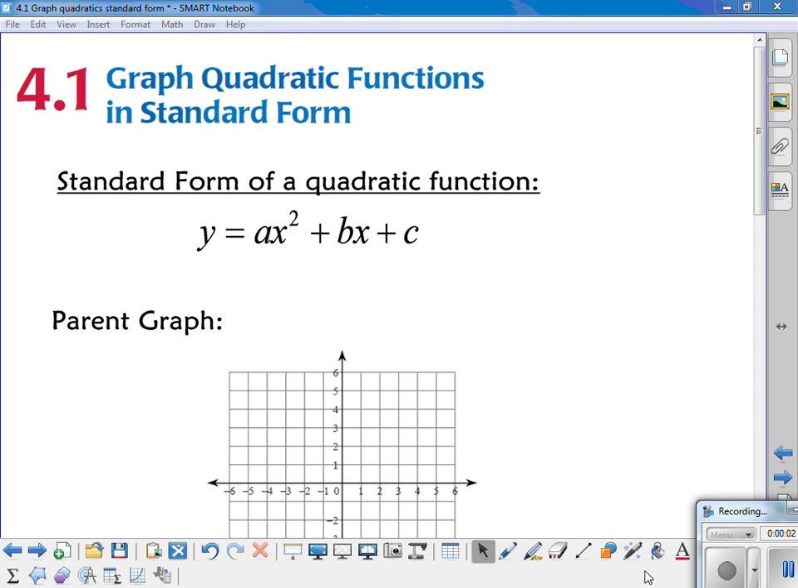Okay, so today our objective is that you will graph quadratic functions in standard form. So the standard form of a quadratic function is y equals ax squared plus bx plus c. Everything that I'm covering today was stuff that you learned back in Algebra 1. But I know it's been a while since you've done quadratics, so we're going to go back and review first.